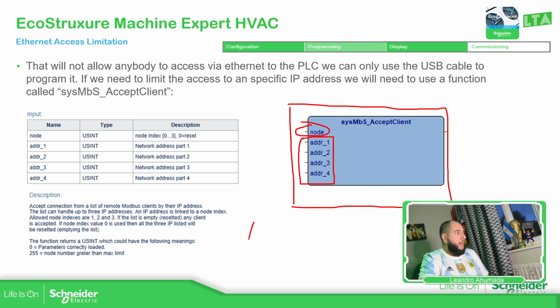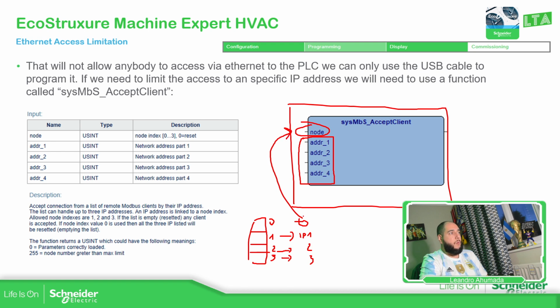So imagine that you have an array of IP addresses: 0, 1, 2, 3. Basically this is not an array, but it holds the IP address for the number 1, for the number 2, and the number 3. And if you use the node number 0, it will reset it.